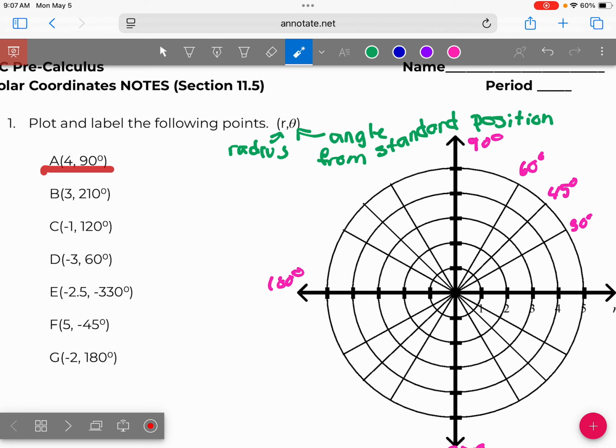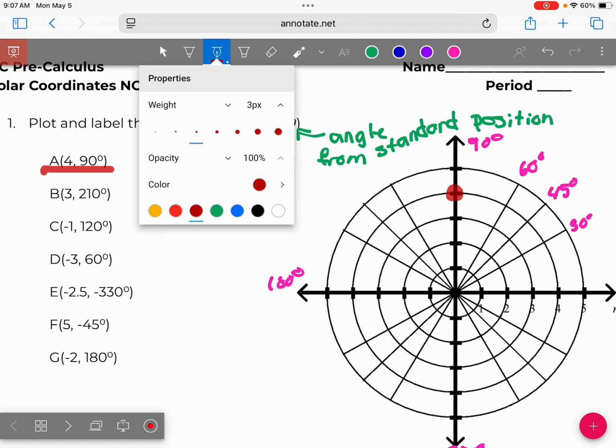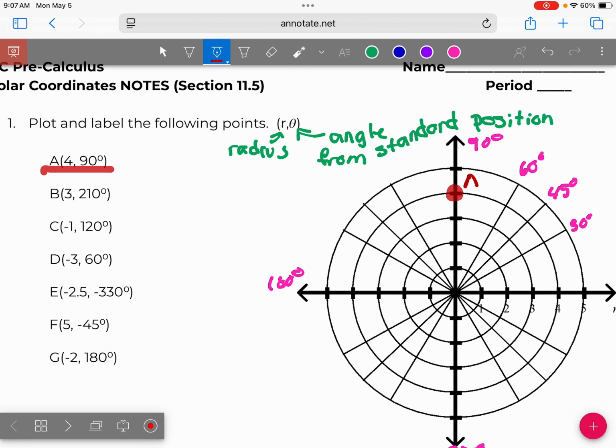So if we have a radius of 4, we're going to be out on this circle way out here: 1, 2, 3, 4. And if it's at 90 degrees, our point is going to be right here. So this is where we have point A.